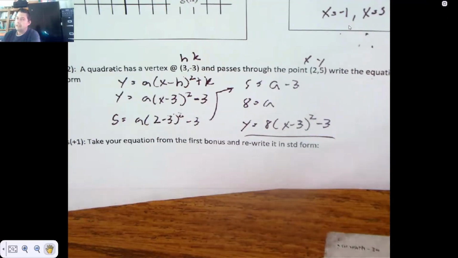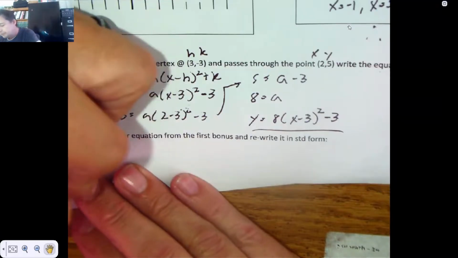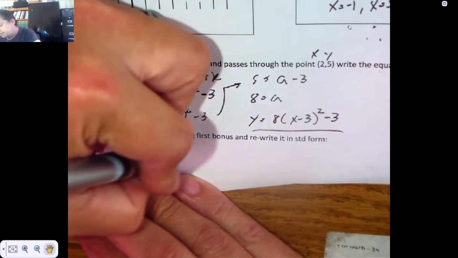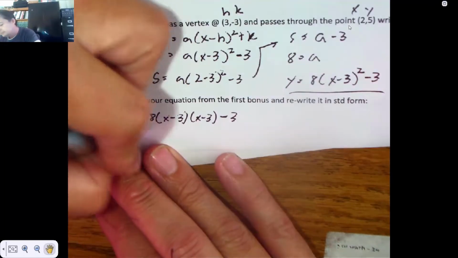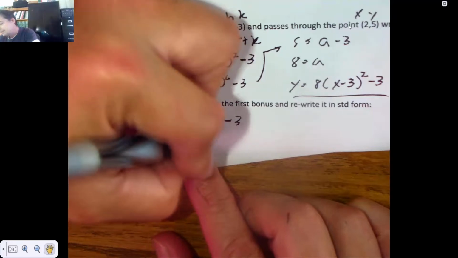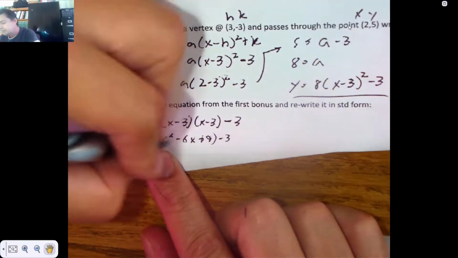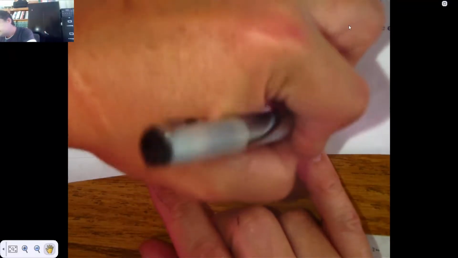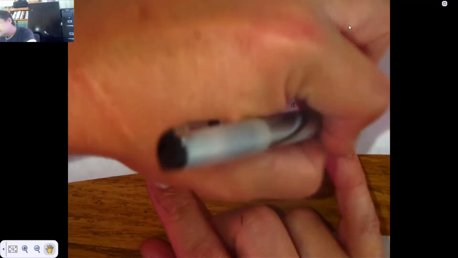Now that I have that, I'm going to put it in standard form. I put it in standard form by writing x minus 3 twice and FOILing. If I FOIL this, I will have x squared minus 6x plus 9. Then I have to distribute my 8. Y is 8x squared minus 48x plus 72 minus 3.